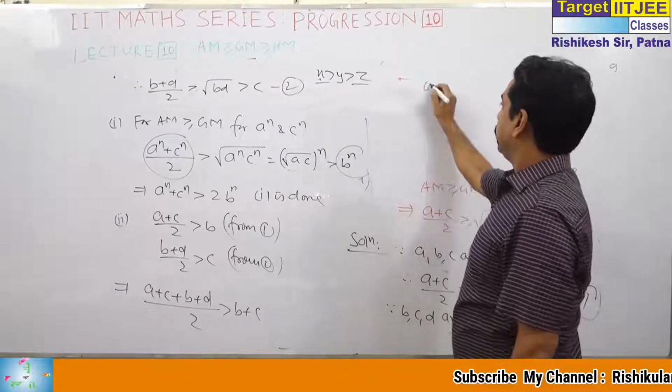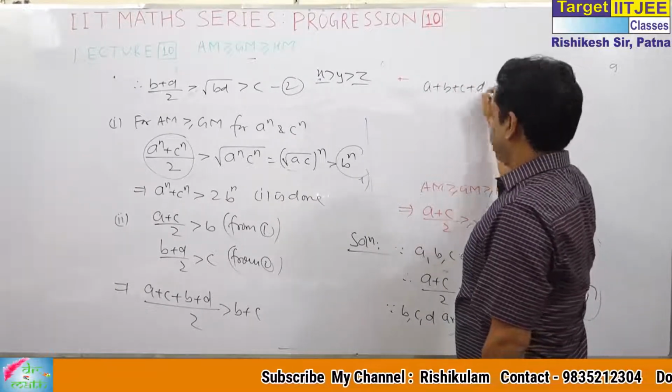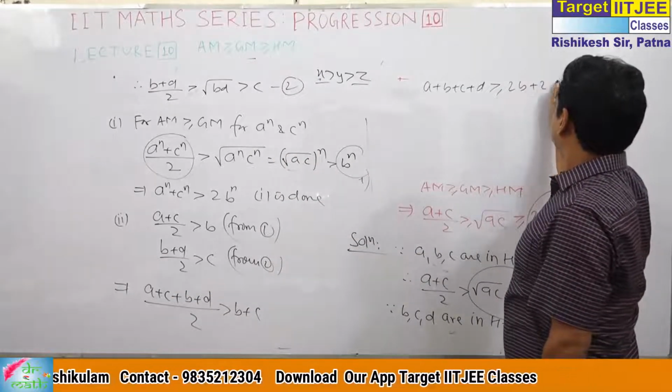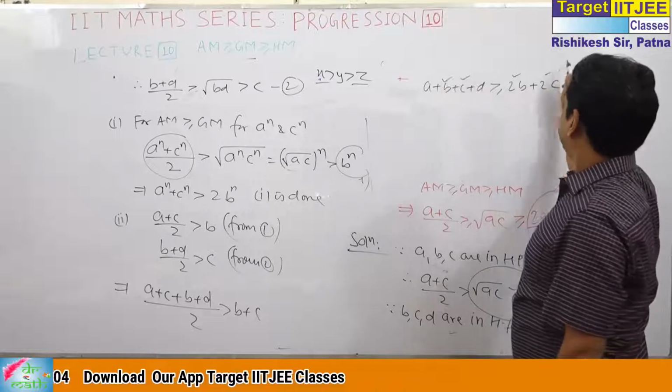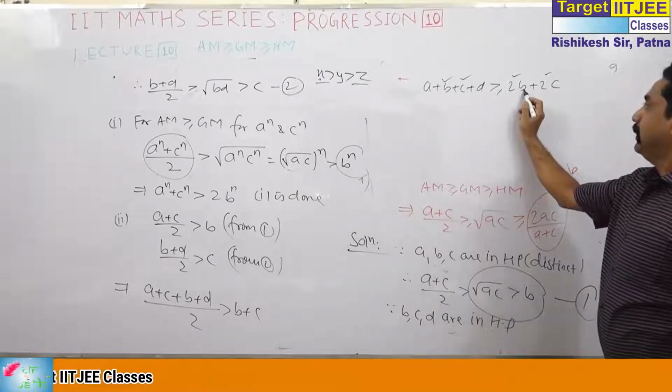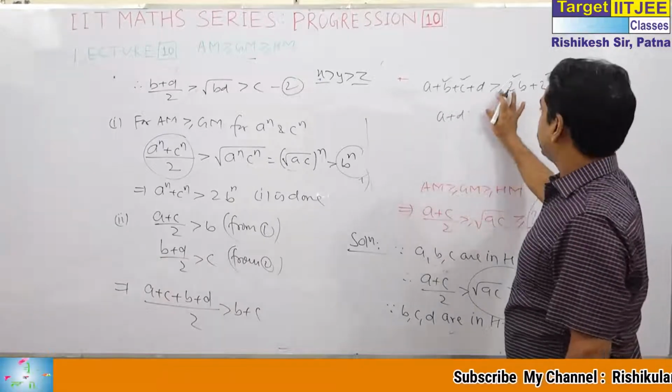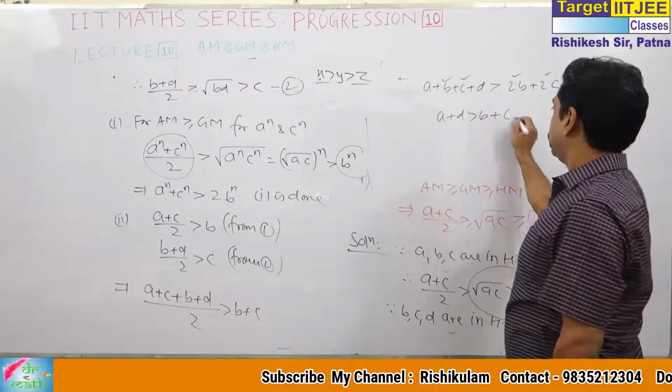A plus, I can change order, a plus b plus c plus d greater than 2b plus 2c. This one will be ruled out. 2b will give b, c and 2c will give c. A plus b not equal to. I am not taking equal to because of this thing.